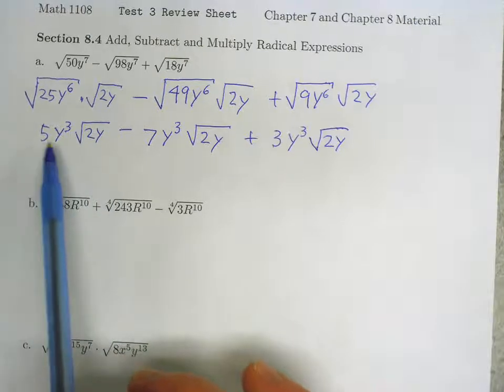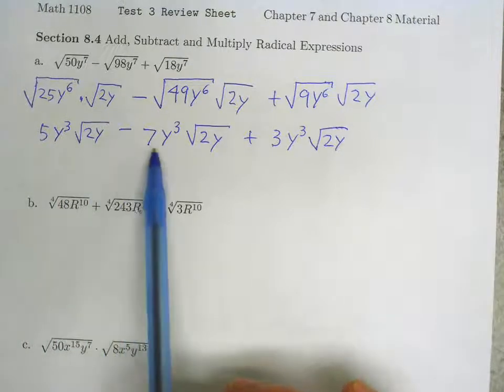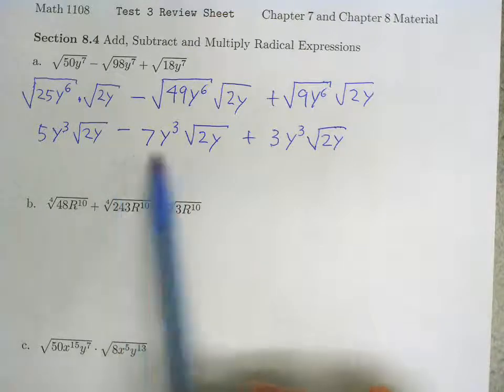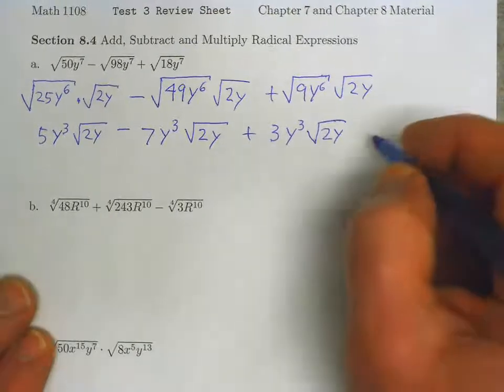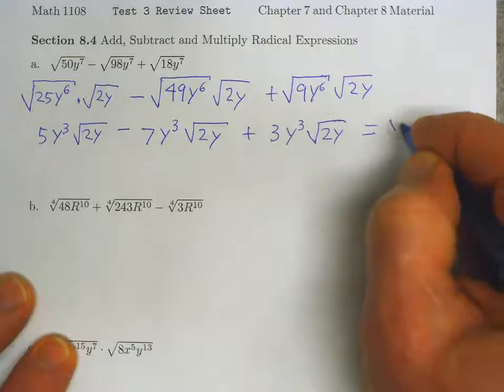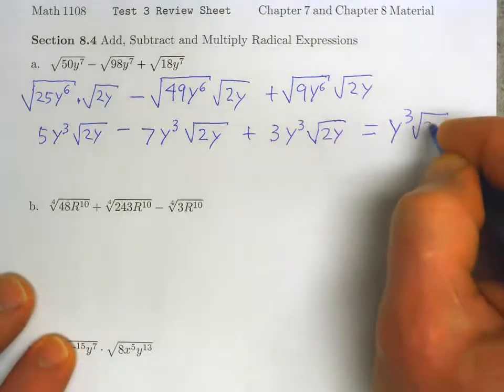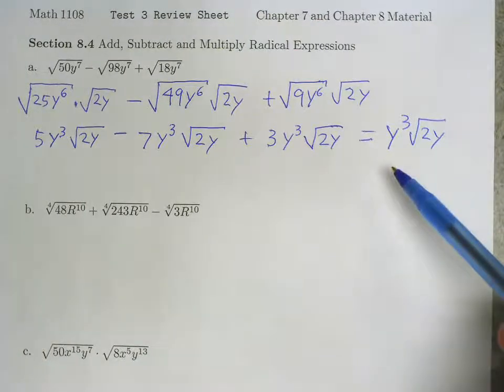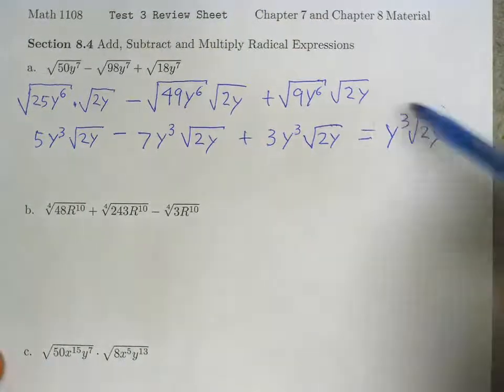So we have 5 of those minus 7 of the same. So that's -2, and then -2 plus 3 is 1. So we have 1y to the 3rd times the square root of 2y. This is the simplified result.